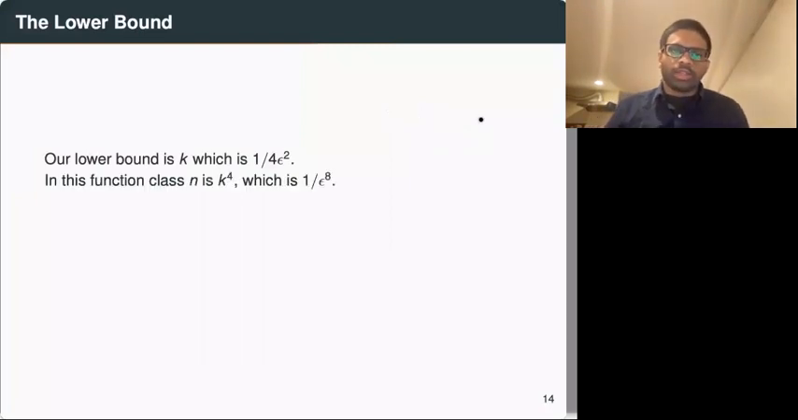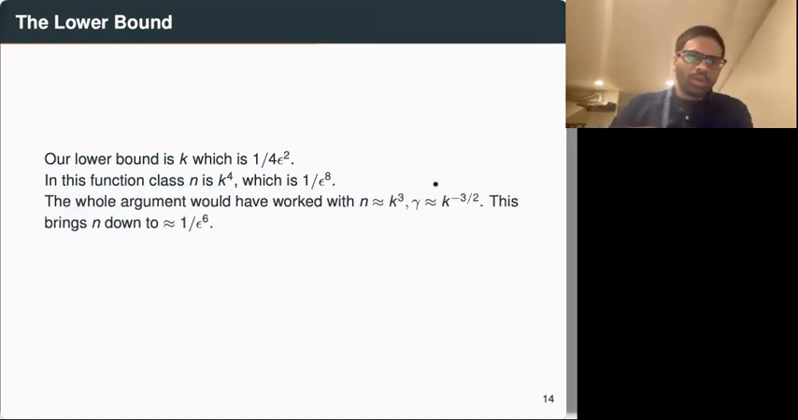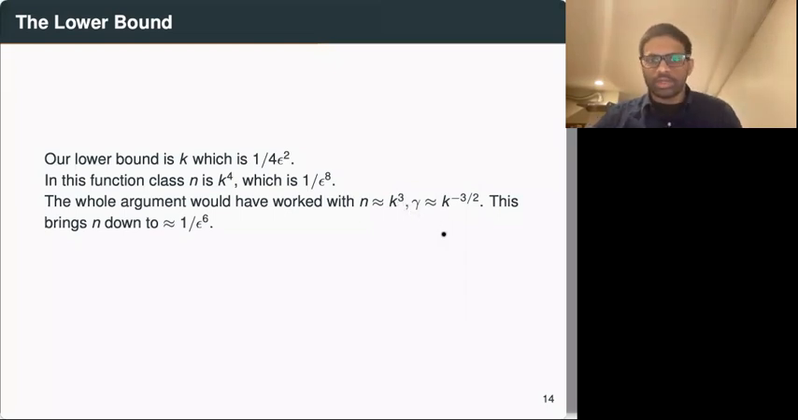And we chose n to be k to the 4 log square k in our argument, which corresponds to around 1 by epsilon to the 8. But we didn't actually need n to be that large. This whole argument would have worked as is, with n being something like k cubed times log square k, and gamma being k to the minus 3 by 2 instead of k to the minus 2. And if you follow the parameters here, this brings n down to 1 by epsilon to the 6.